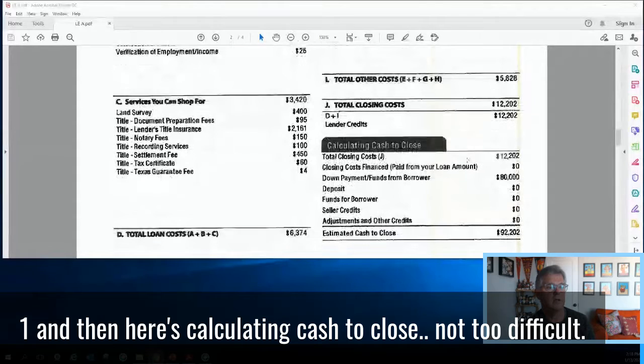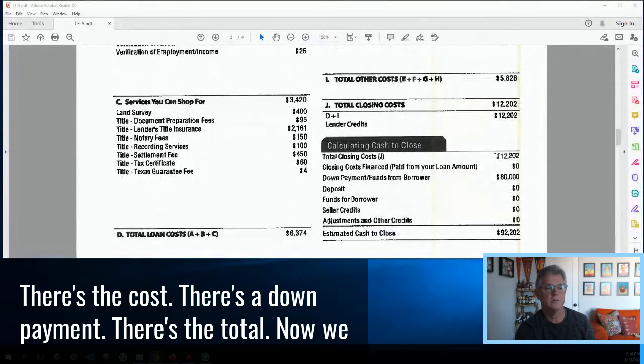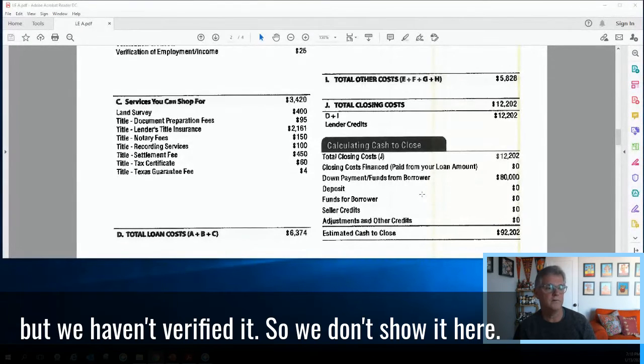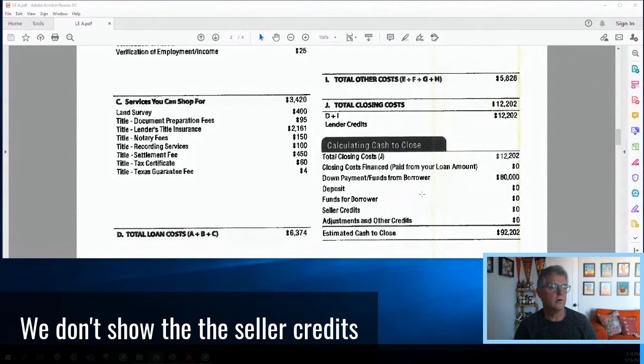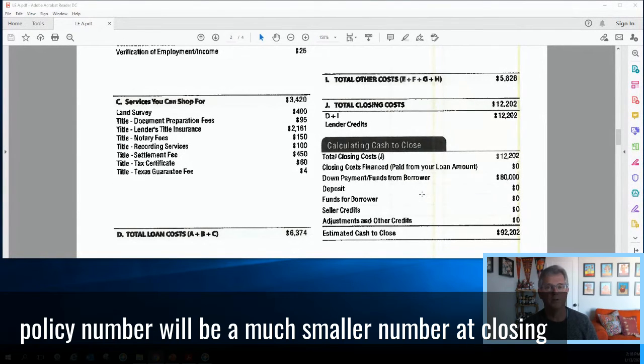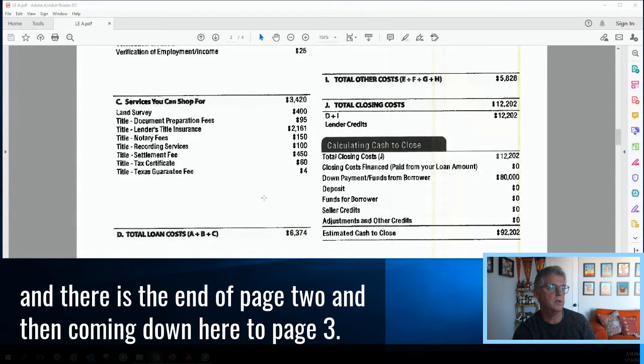And then here's calculating cash to close, not too difficult. There's the cost, there's the down payment, there's the total. We know that the borrower's paid some earnest money, but we haven't verified it, so we don't show it here. We don't show the seller credits or the items that the seller is going to cover, like this big lender's title policy number will be a much smaller number at closing. And there is the end of page 2.